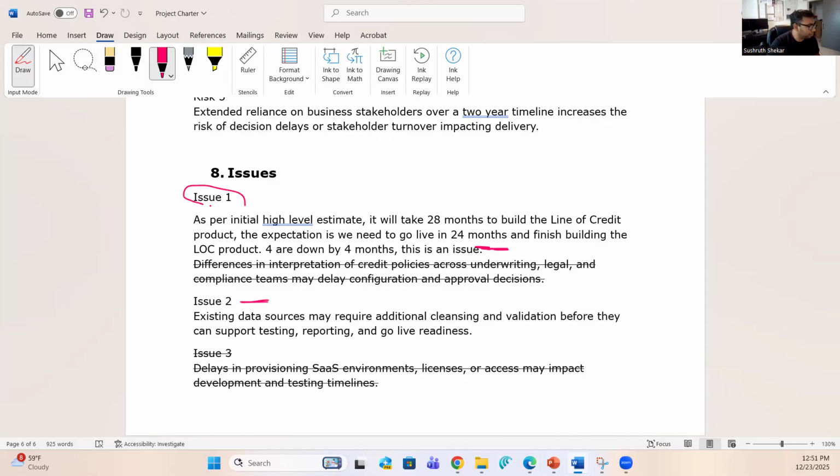Issue number one would be a good example of how it works, and even issue number two is a good example. The data sources may require additional cleansing and validation, meaning the current data is not clean. That's an issue. We cannot strategize our way around non-clean data. We can cleanse it, but again, it's staring right in our face. We need to take some time. We need to cleanse it. There might be some more problems. It's an issue that we need to deal with right now and we cannot work our way around it, so I would still call it an issue.